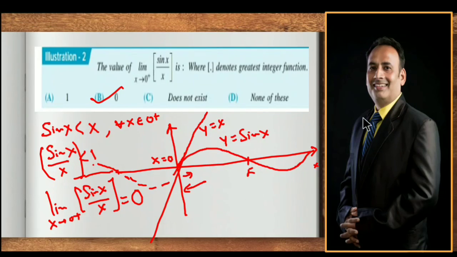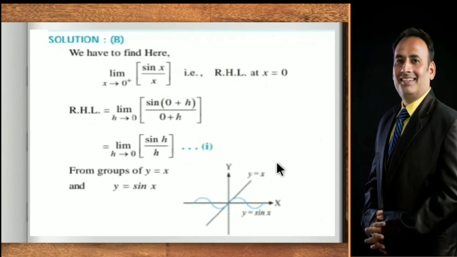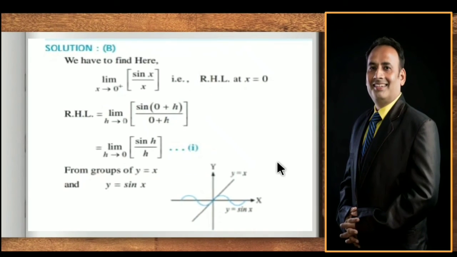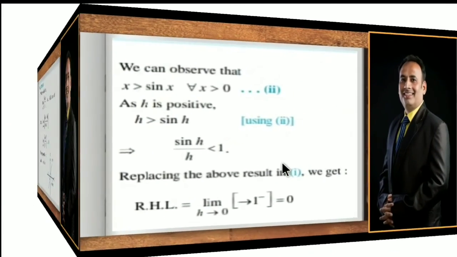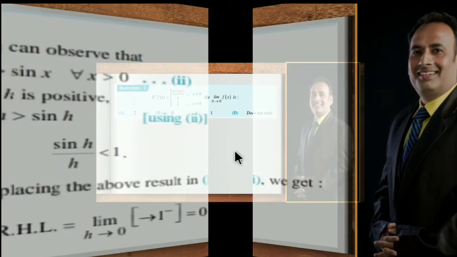Okay, fine. So let's take another example. Before this, we have to take the solution over here. So you say limit X tends to 0 plus sine X by X is the RHL at x equal to 0, that is 0 plus h, sine h by h. You have to find this using the graph of y equal to x above sine x. So we can see over here that is sine x, right? So sine h by h is less than 1. So 1 minus, the result is 0 here. So the RHL value is 0.